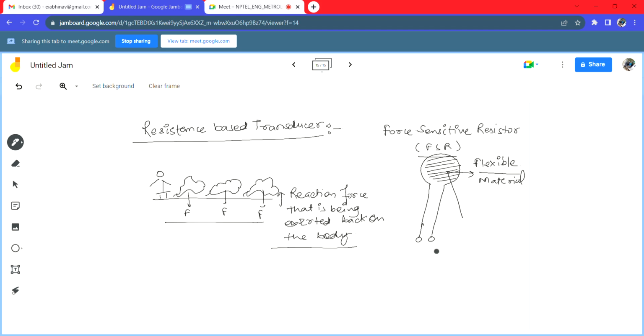Now what happens is, as soon as you apply force onto this surface, these two terminals, they start to change their resistances.